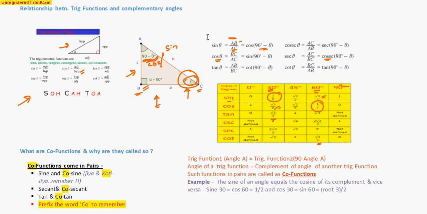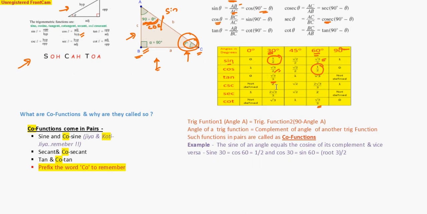And what are those characteristics? Sine becomes cosine or cosine becomes sine, tan becomes cotan and cotan becomes tan, cosec becomes sec and sec becomes cosec. That gives us the concept of co-functions. What are co-functions? Whenever you see the trigonometric function of an angle A equal to another trigonometric function of 90 minus angle A, which is the complementary angle, in those cases these two trigonometric functions are called co-functions.